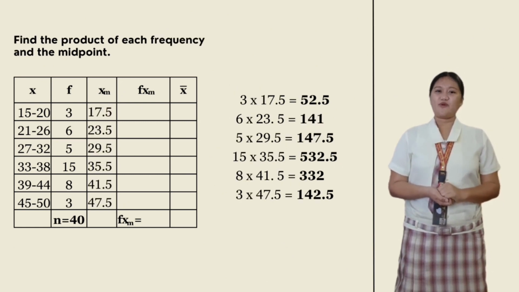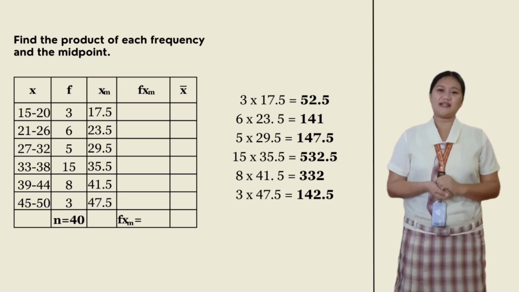To solve the product of frequency and midpoint, let's multiply the frequency and the midpoint.